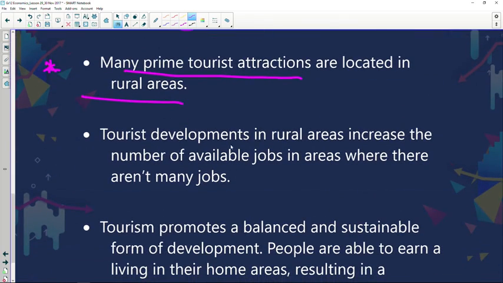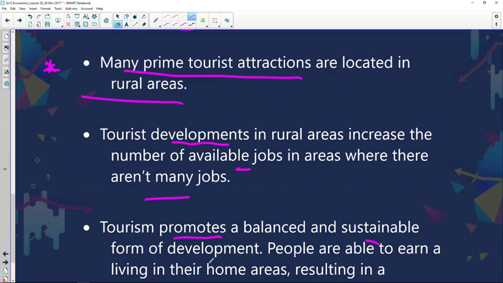In terms of tourist development in the rural areas, we can increase the number of available jobs in areas where there aren't many jobs. So if there is a development taking place, remember when we spoke about the spillover effect in our previous lesson, that an area gets developed with hope that there will be a spillover to the neighboring areas as well. So we are hoping that jobs can then be created around other rural communities around the center of development.